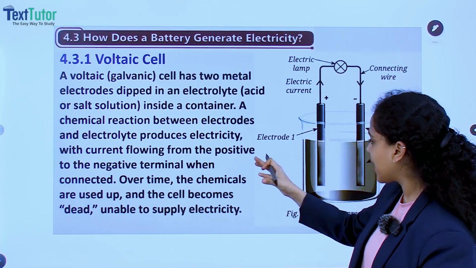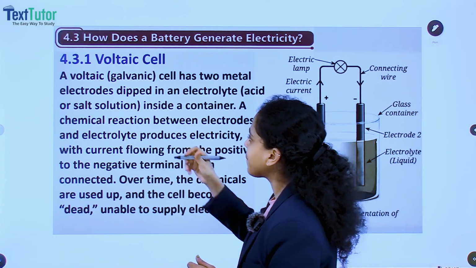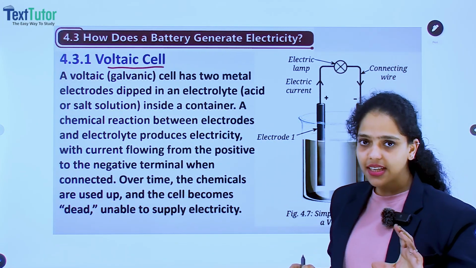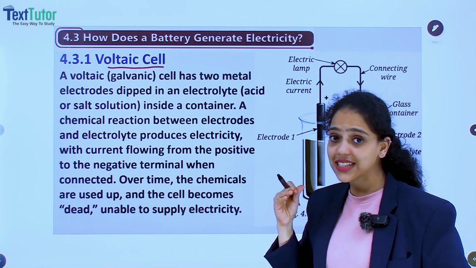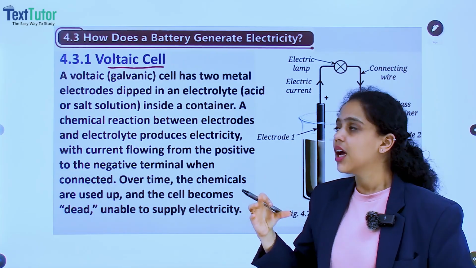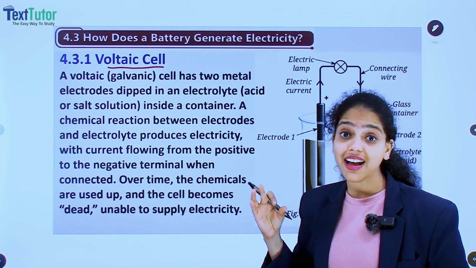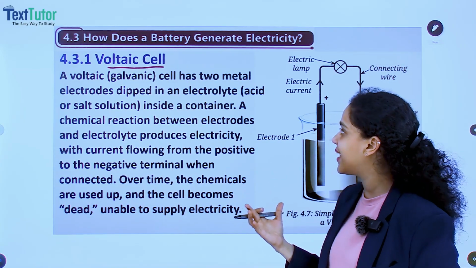So here we are going to discuss the voltaic cell. Voltaic cell is a type of cell. This voltaic cell has another name, that is galvanic cell. Voltaic cell is also called galvanic cell.